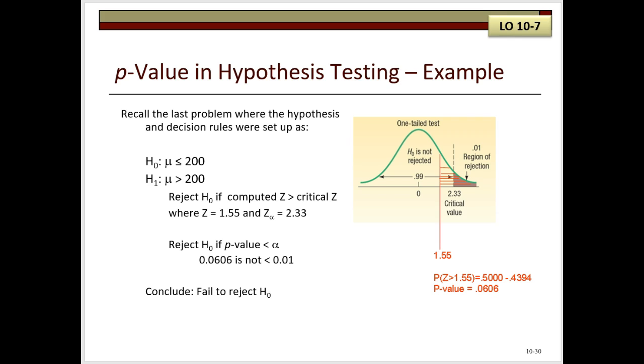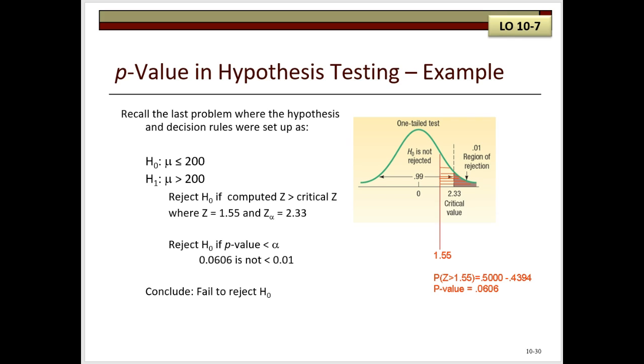This is an example of how we can use the p-value as a decision rule. We recall the problem wherein we wanted to test whether the mean number of desks assembled in the last 50 weeks was more than 200. The hypotheses are again shown on this slide. In that problem, we determined the computed z-statistic to be positive 1.55.